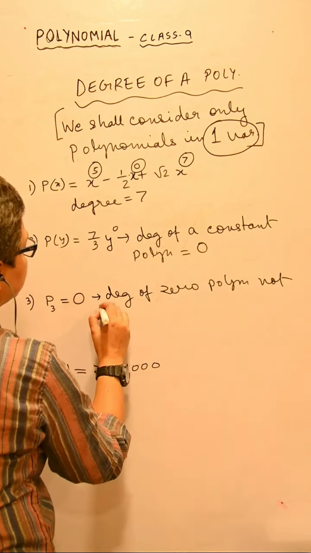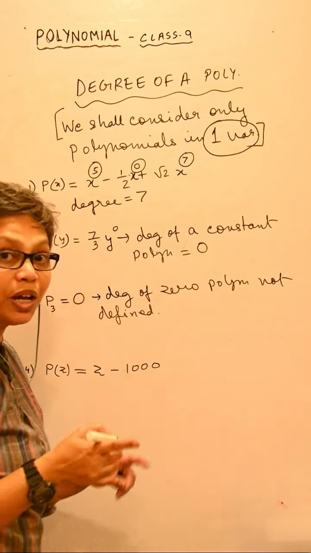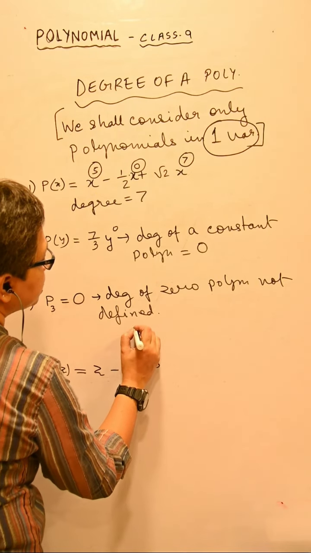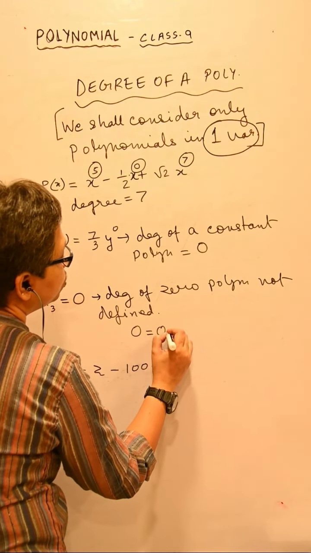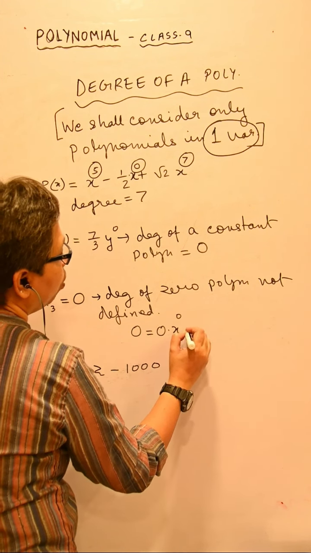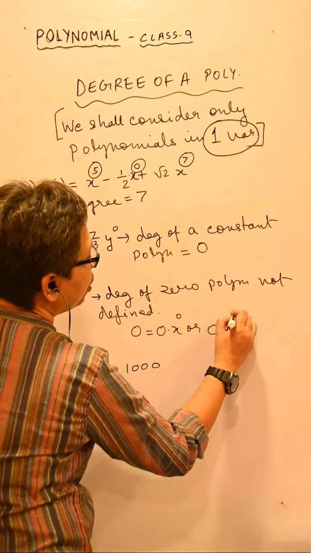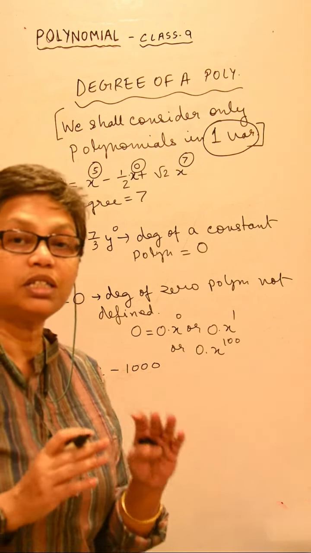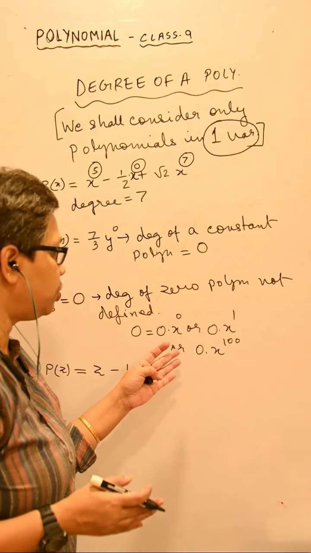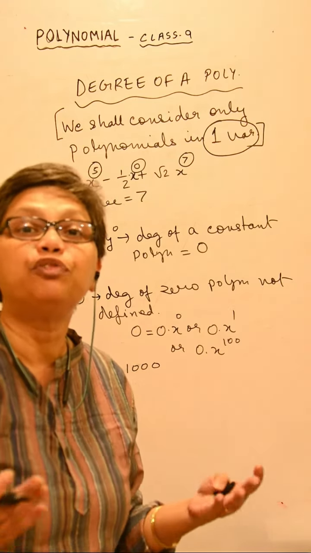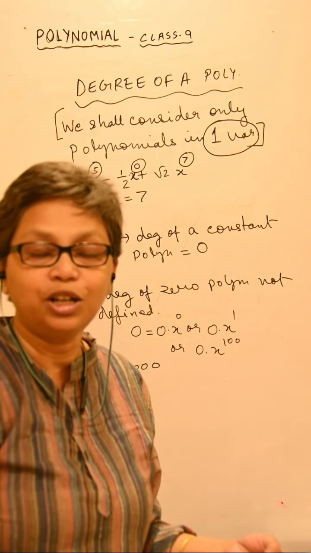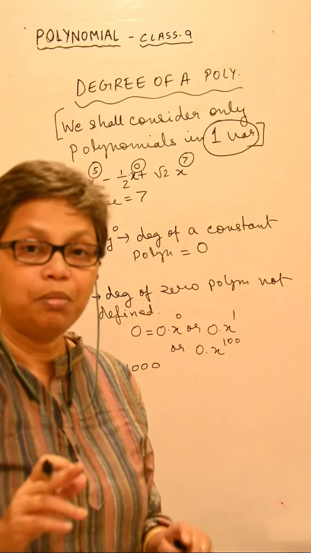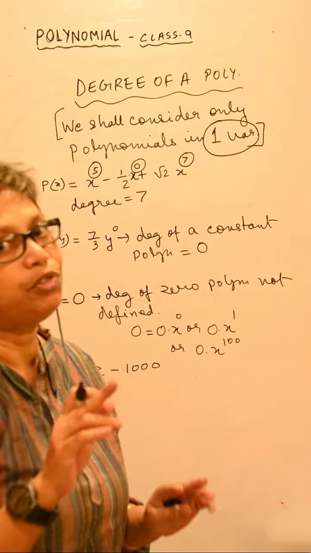So please remember, the degree of the zero polynomial is not defined. Why? Very simple. Because you cannot imagine 0 in any unique way. You can imagine 0 as 0 times x to the power 0, or 0 times x to the power 1, or 0 times x to the power 100. Because the constant is 0, everything will be 0, the value will be 0, and the variables are having different powers. So which one will you take as the degree? So only the zero polynomial has no degree, but any other constant polynomial will always have degree 0.